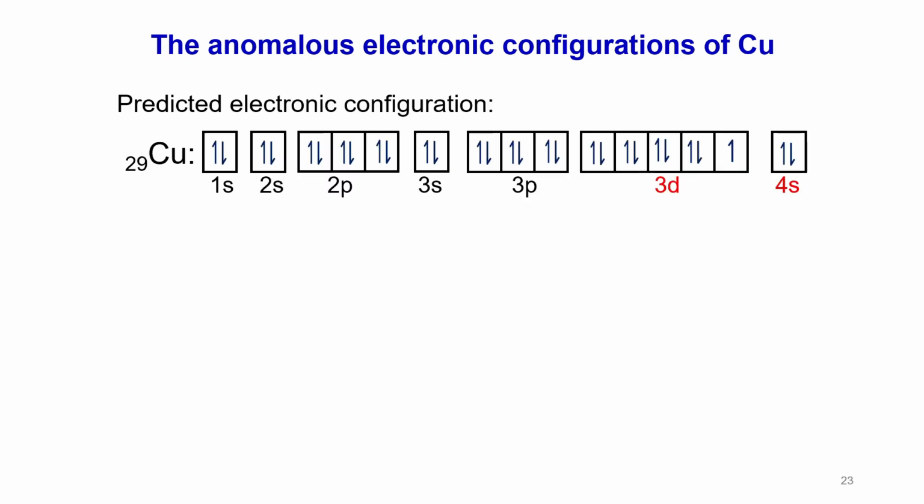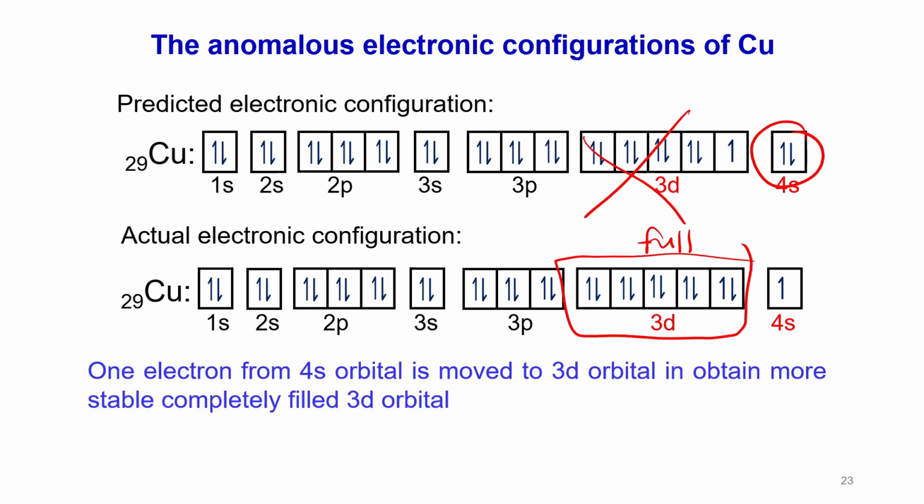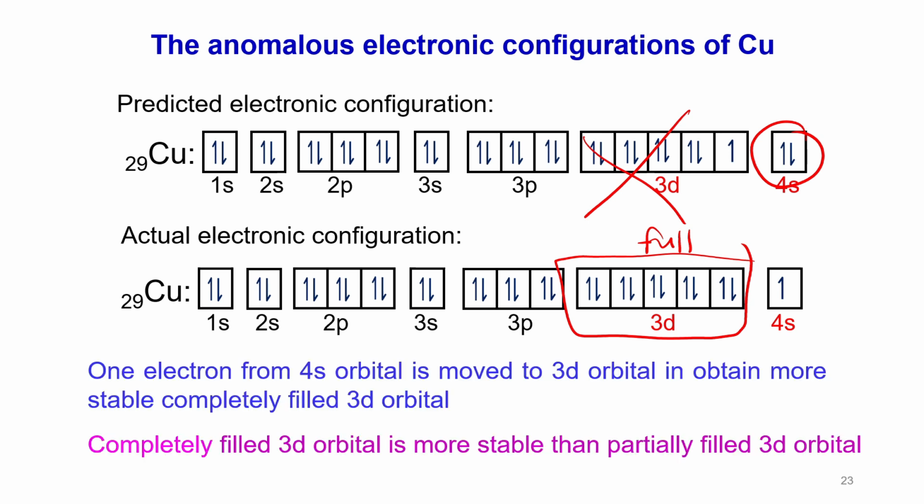Okay, kalau tadi chromium, yang ni copper. So copper instead of full kepada 4S, dia full kepada 3D. Okay, full untuk 3D. Okay, dia akan bagi stability, extra stability ataupun more stable. Okay, completely fill 3D orbital is more stable compare dengan partially fill 3D compare dengan yang atas tu. So yang ni yang kita akan tulis ataupun lukis orbital diagram untuk copper.